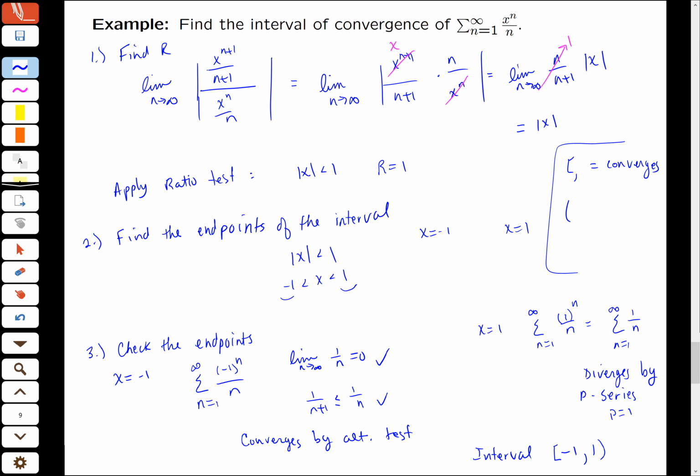Parentheses if it diverges. Brackets if your series converges, parentheses if your series diverges. So there's my interval of convergence for this series. I told you we'd get back to those tests again.